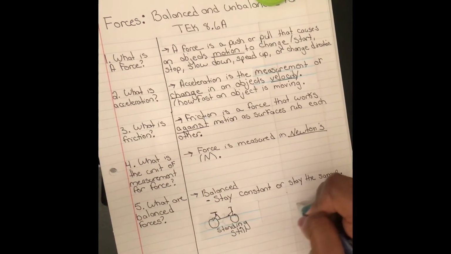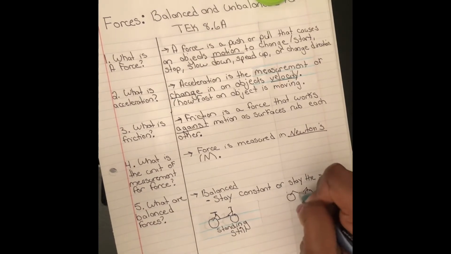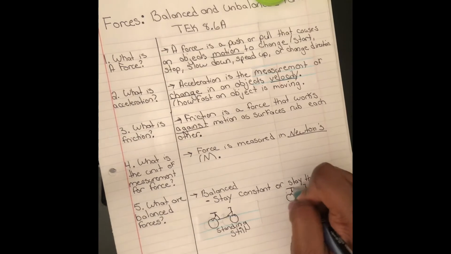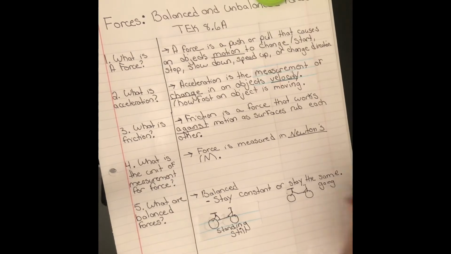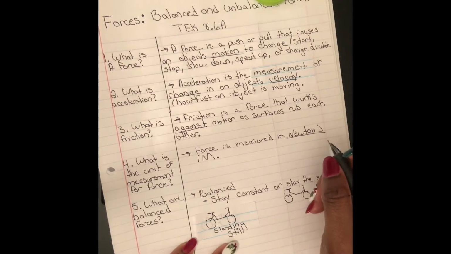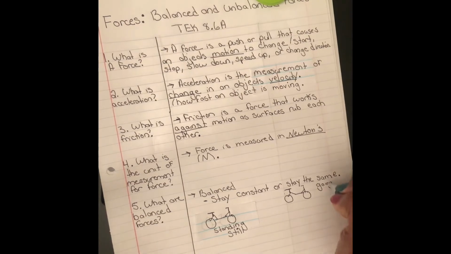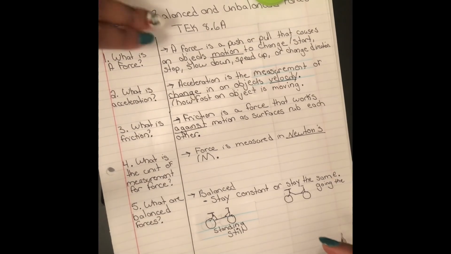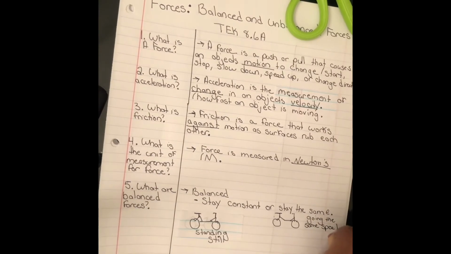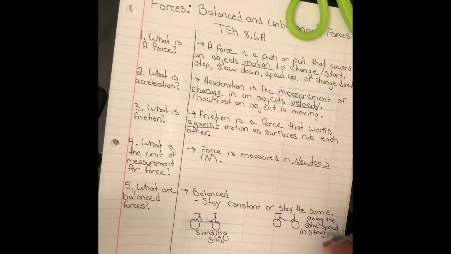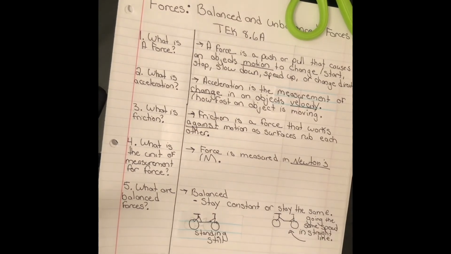Now, let's say I have another bike. Now, this bike, it is moving, but guess what? It is going the same speed in a straight line. So therefore, this bike is also balanced.